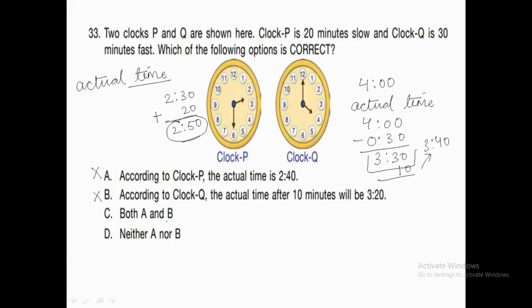Now let's move to option C, that both A and B are correct. No, both are wrong. Okay, so option C is also wrong. Now option D is saying that neither A nor B is correct. Yes, because none of the options is correct. That is, option number D is correct. Understood? Okay, let's move on to the next question.